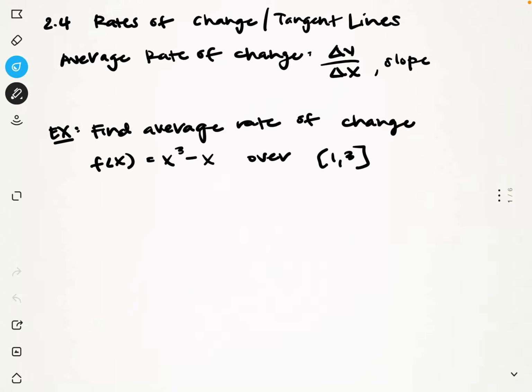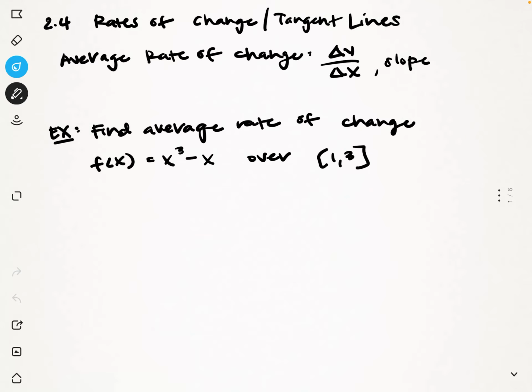Hey, welcome back. Today we're looking at 2.4 rates of change and tangent lines. So this idea of tangent line is the idea we've kind of built up to get to this whole limits and continuity talk that we had through Unit 2.